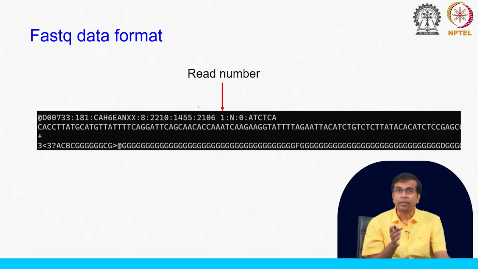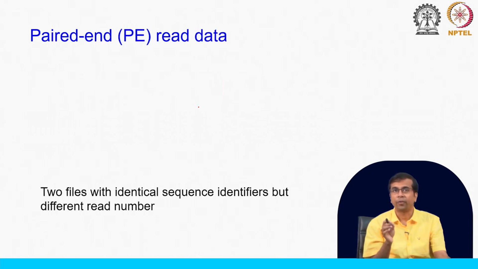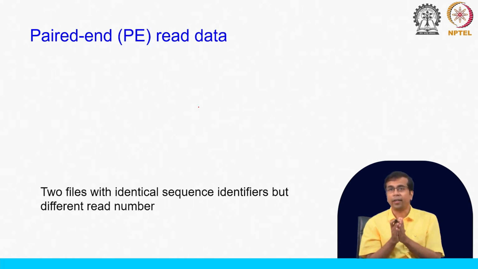And this means that for paired end data you can have this number 2 as well. So, you can do paired end sequencing on the Illumina platform. You get two FASTQ files which will have exactly identical sequence identifiers, but different read numbers. Everything else in this field will be exactly the same because the reads come from the same flow cell, same location, same tile, same machine. Only the read number will be different.